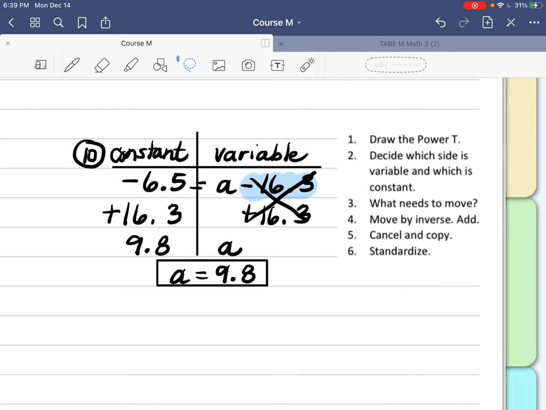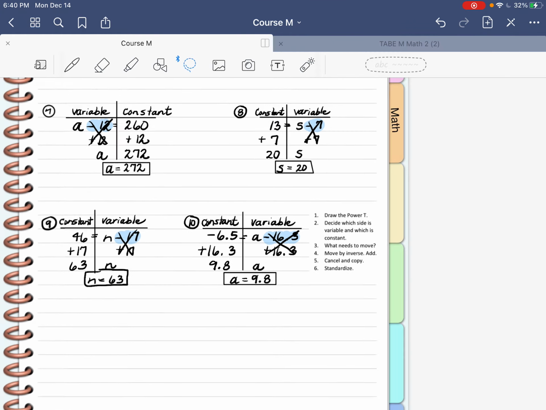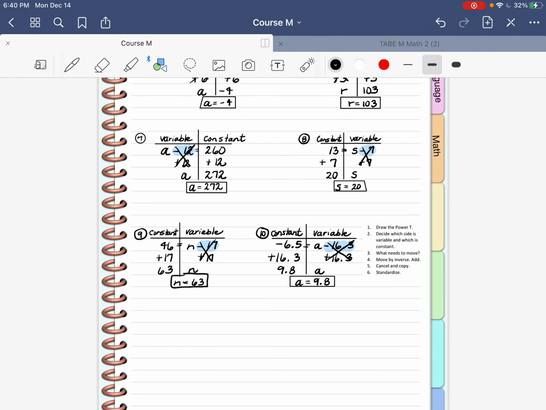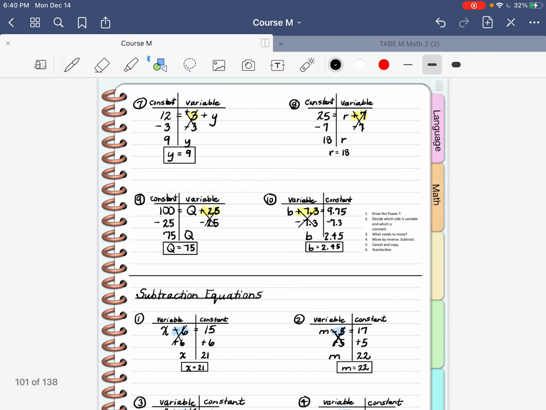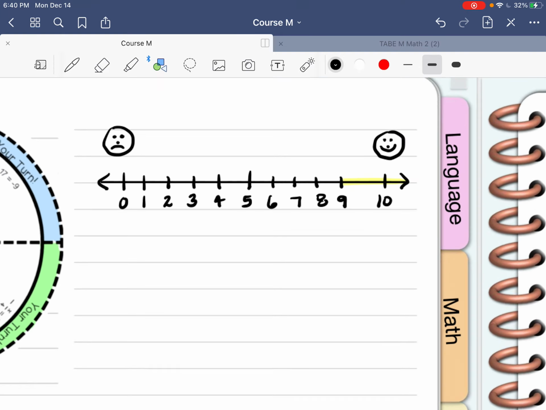Okay, let's run through our steps to be sure you understand what they're saying. Draw the power T. Decide which side is variable and which is constant. What needs to move? Move by inverse, which means in this case we add. Cancel and copy and then standardize. Those are the steps for subtraction equations. I'm going to draw a line there. Back to this fella.